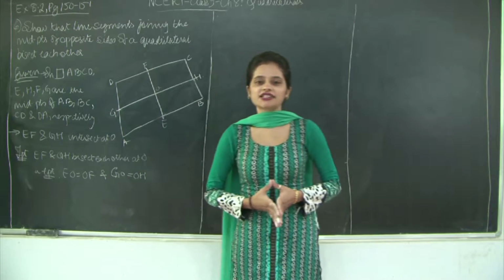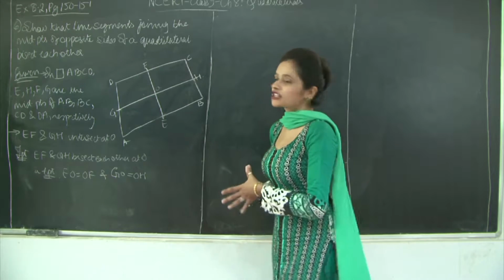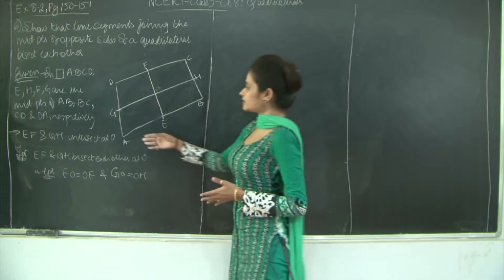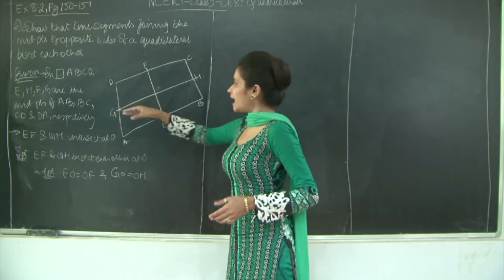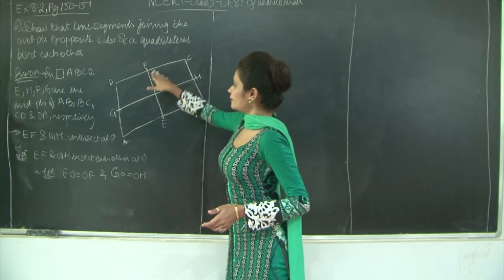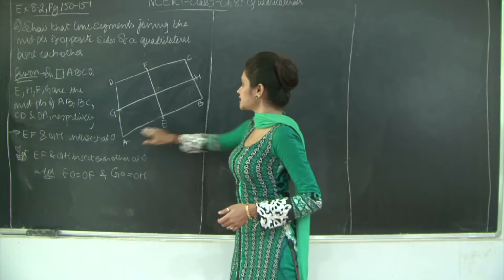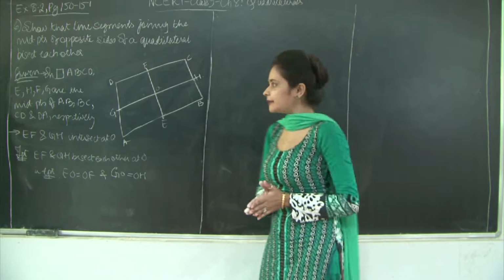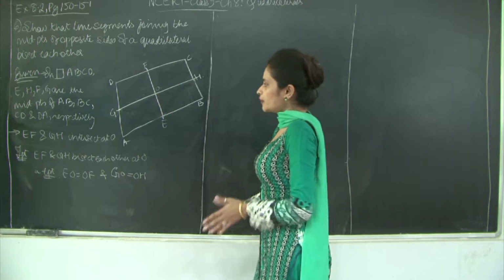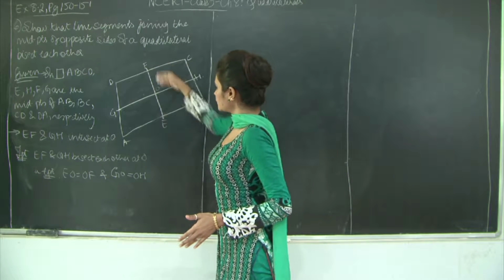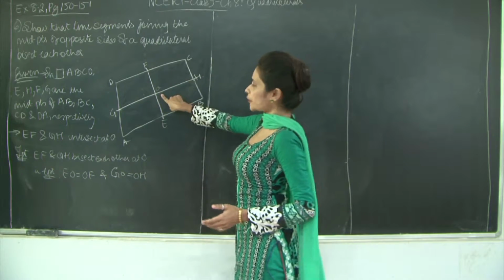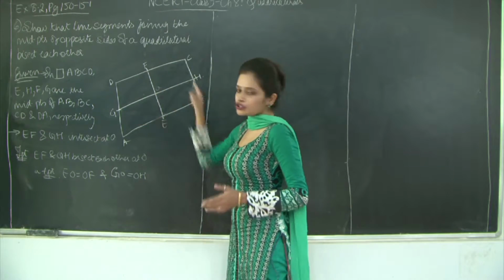Dear students, let us continue with chapter 8 quadrilaterals. We will take a look at question number 6 of exercise 8.2. It's been given that for quadrilateral ABCD, E, H, F and G are the midpoints of sides AB, BC, CD and DA respectively. What I need to prove is that EF and GH bisect each other at O, where O is the point of intersection of EF and GH.